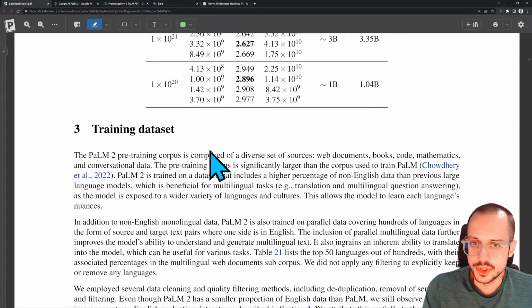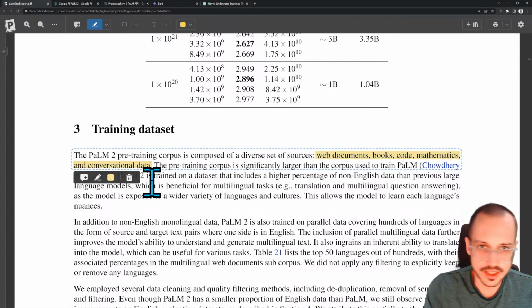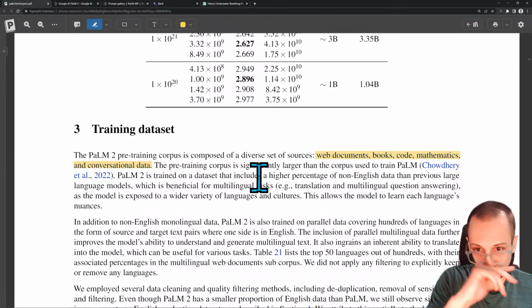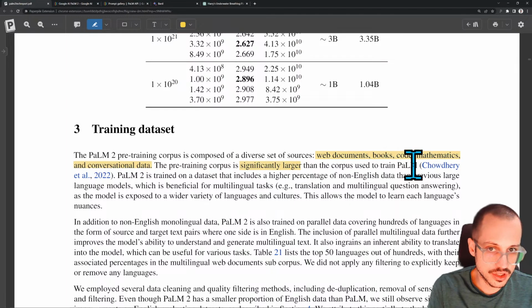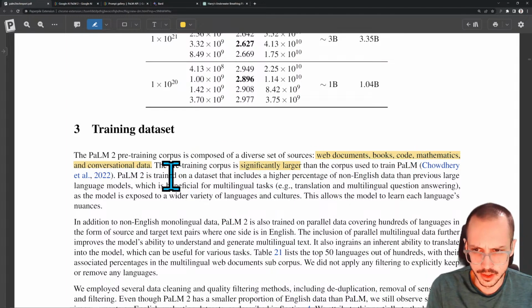The PaLM 2 pre-training corpus is composed of a diverse set of sources, web documents, books, code, mathematics, and conventional data. Significantly larger corpus than what was used to train PaLM. PaLM 2 is trained on a dataset that includes a higher percentage of non-English data than previous large language models.